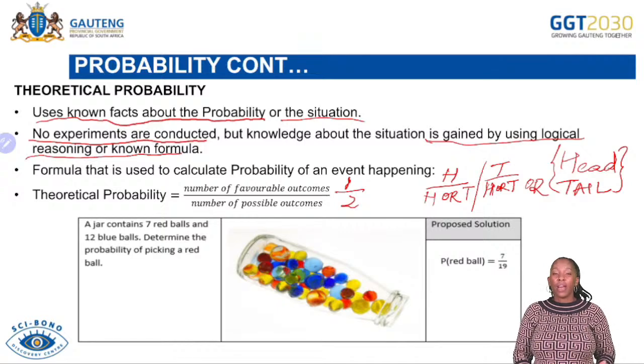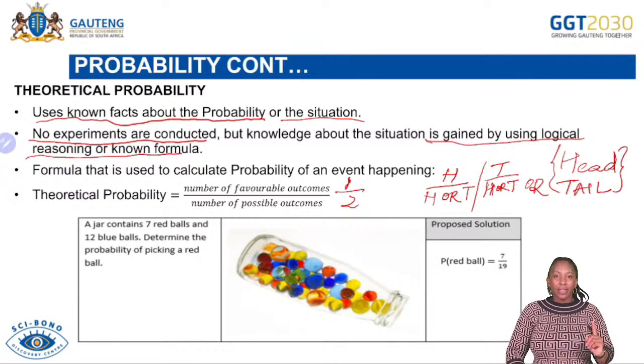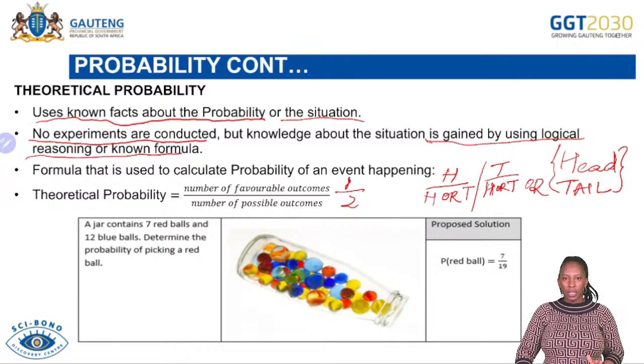But if I ask you, what is the probability of getting your answer as 1? Then you know when you roll a die, 1 is there. There is one favorable outcome out of 6 possible outcomes. Remember, it's 1 up to 6.